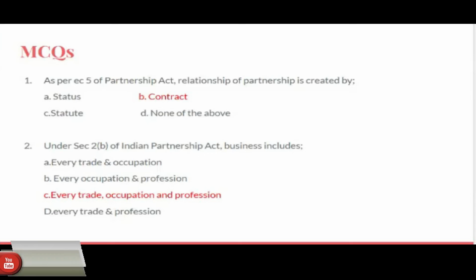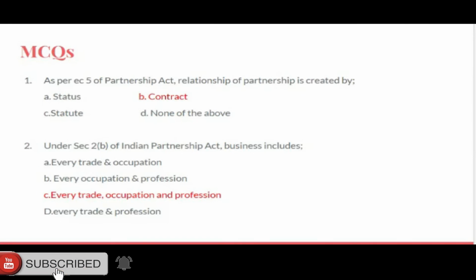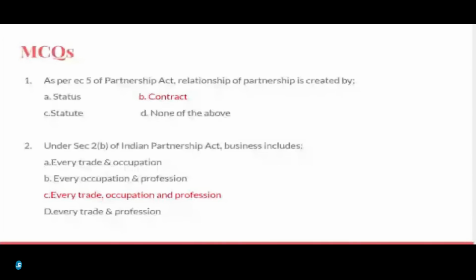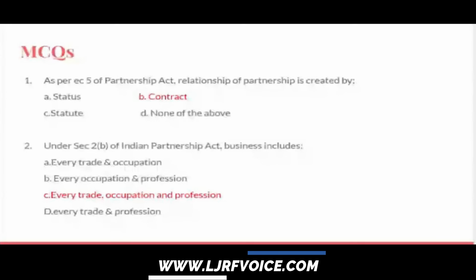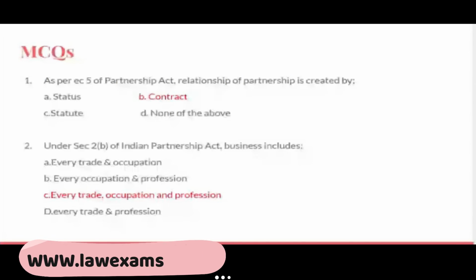Now, under Section 2, Clause B of the Partnership Act, a business includes A, every trade and occupation, B, every occupation and profession, C, every trade, occupation and profession, and D, every trade and profession. Answer is C, which means it includes every trade, occupation, and profession. All come under business in the Partnership Act. Section 2, Clause B of the Act defines business.